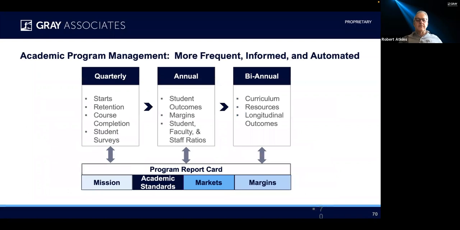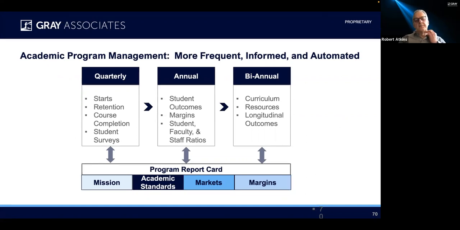You've got to review this stuff regularly. I know this is going to sound terribly onerous, but looking at your programs every 5 years really isn't enough. If you automate the data, you can be looking at things much more frequently and stay on top of what's going on with your programs so that you can make better resource allocation decisions.